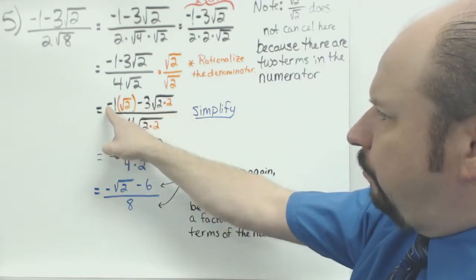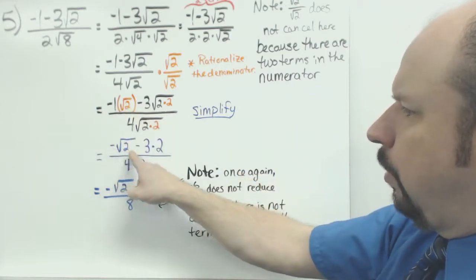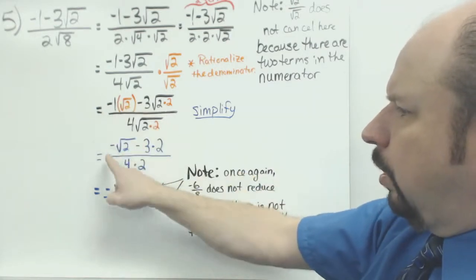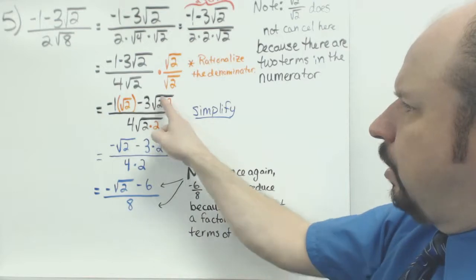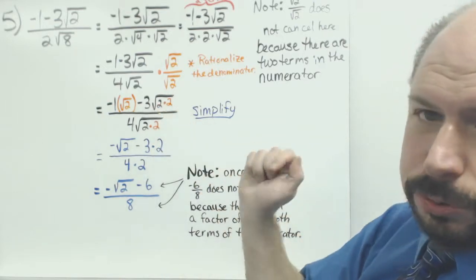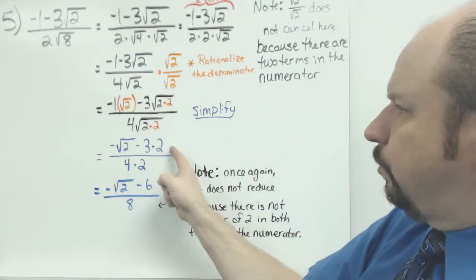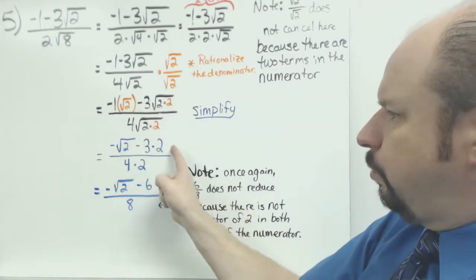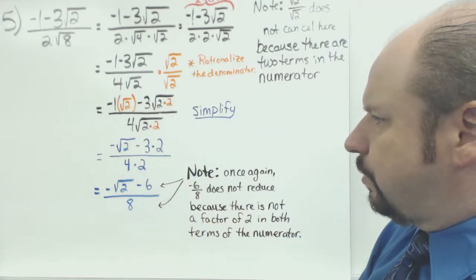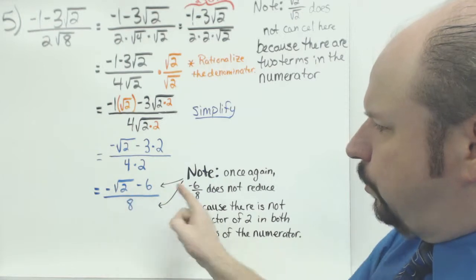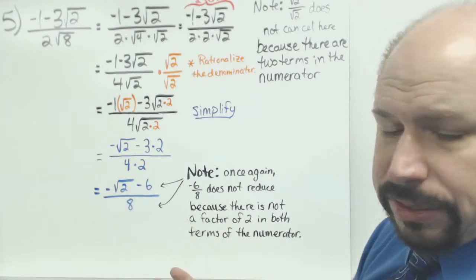On top we have negative root 2. I just multiplied those together. So negative root 2 minus, and again here 2 times 2 is 4, square root of 4 is 2. So we have negative 3 times 2, which is negative 6. So we have negative root 2 minus 6 over 8.